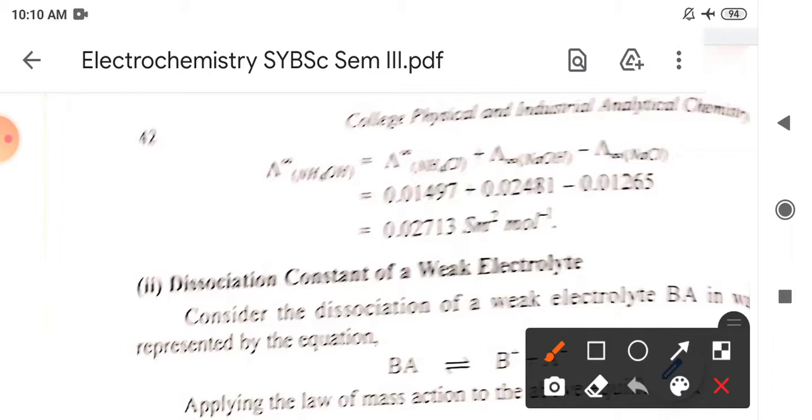So what they are asking is ammonium hydroxide. For ammonium hydroxide, how can you obtain that? For that we first need the ammonium ion, which can be obtained from ammonium chloride, then the hydroxide ion, which will be obtained from sodium hydroxide.